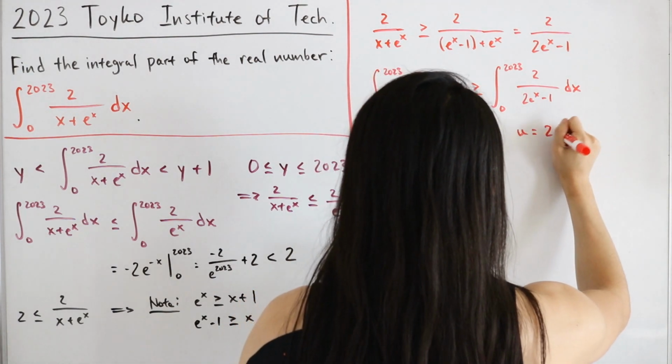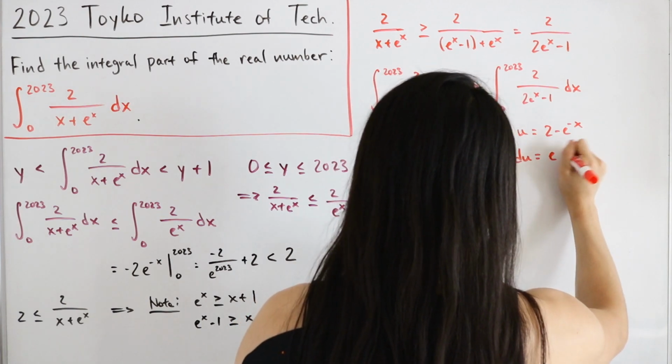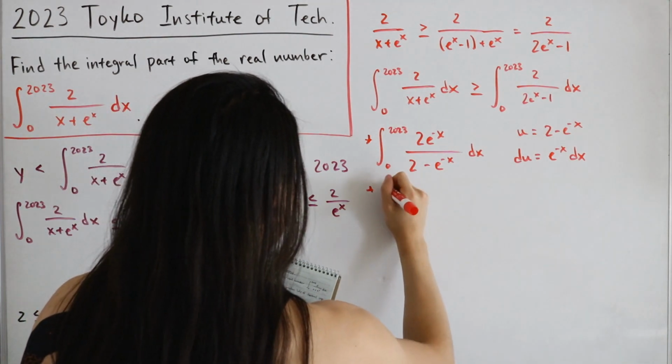Let u equal 2 minus e to the negative x. Then du is going to equal e to the negative x dx. What do you know? We got something that cancels. So now I have this bound.